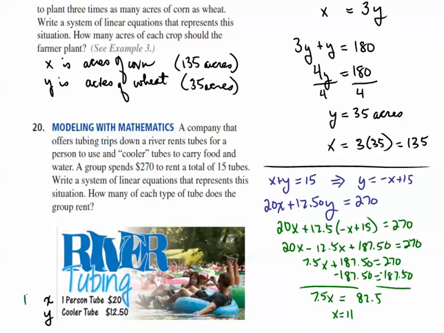So there would be 11 person tubes, and if there are a total of 15 tubes, that would mean there would have to be 4 cooler tubes. And we check by saying 11 times 20, 10 times 20 is 200, that would be $220, plus 4 times 12.50, right, 4 times 12.50, 2 times 12.50 is 25, so 4 times 12.50 would be 50, we have it right, and that does equal $270, right?